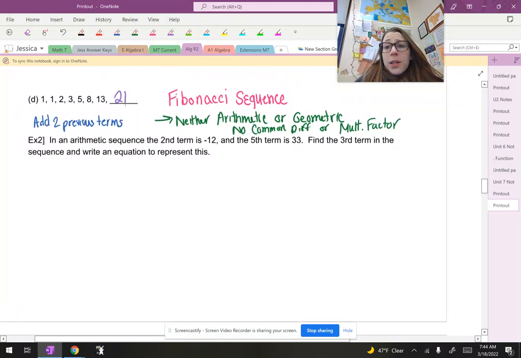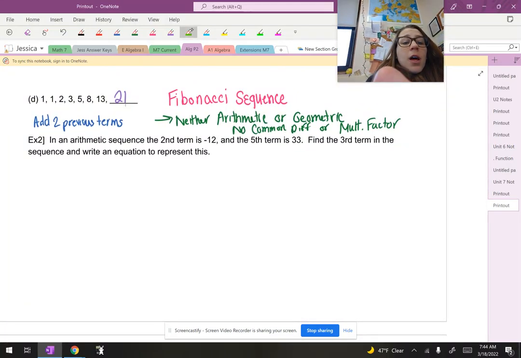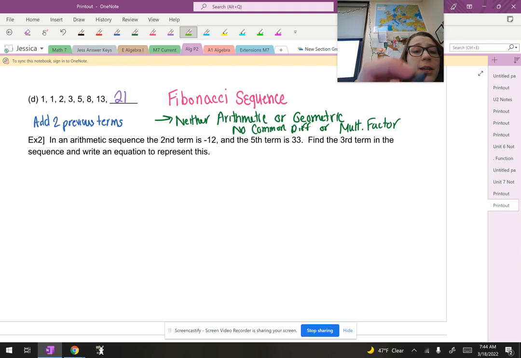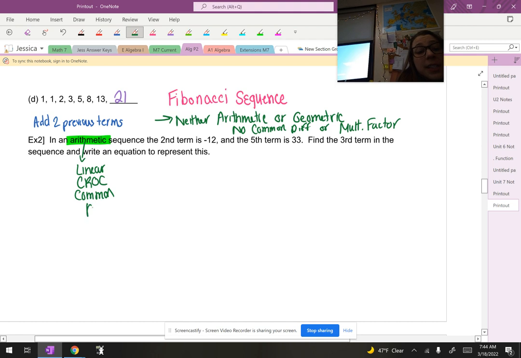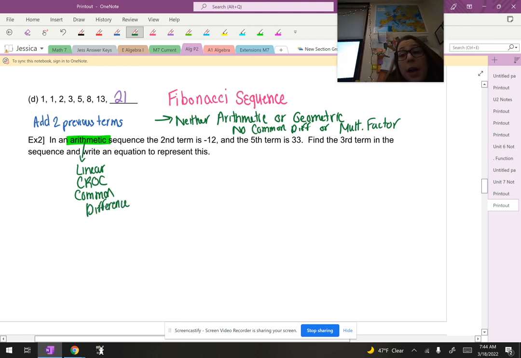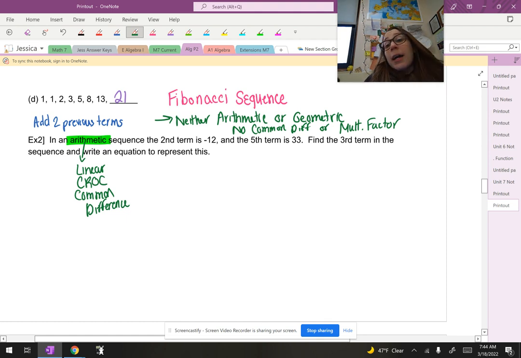All right, example 2 here on Algebra 8-1. So in an arithmetic sequence, as soon as you see the word arithmetic, you should be thinking linear. You should be thinking constant rate of change. You should be thinking that there is a common difference. All of these things should be floating through your head automatically. And if they're not, you need to train it too.